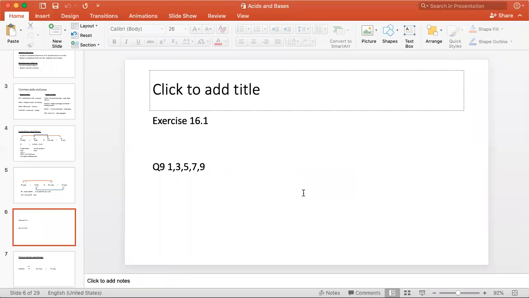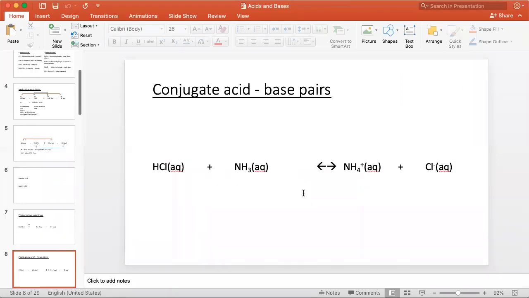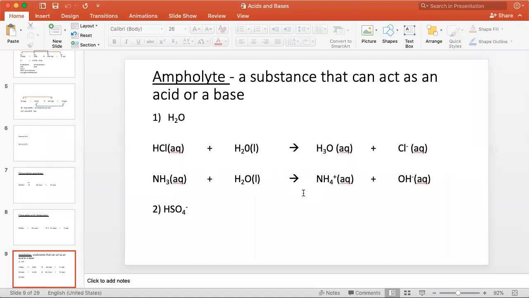You had to do some homework. I hope there were no problems with your homework. So we'll continue today now, right? We need conjugate acid-base pairs. Let's look at an ampholyte. So in your books, I want you to write down this reaction. An ampholyte is a substance that can act as an acid or a base. So how is it possible for a substance to act as an acid or a base?